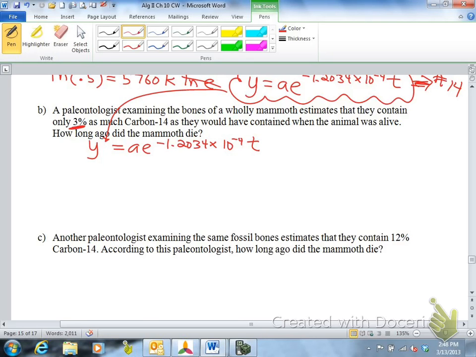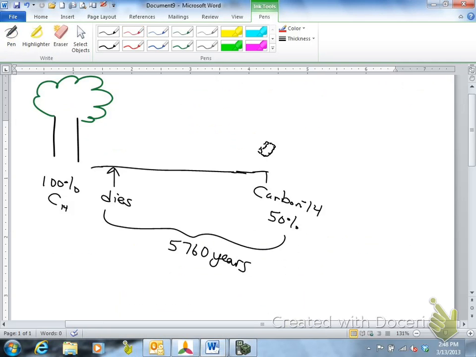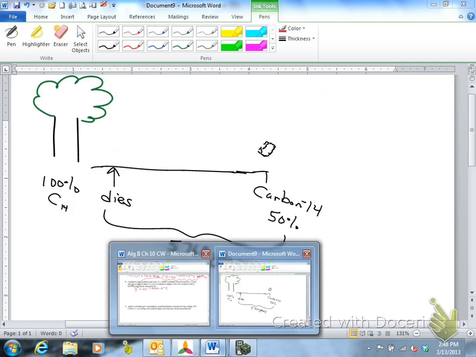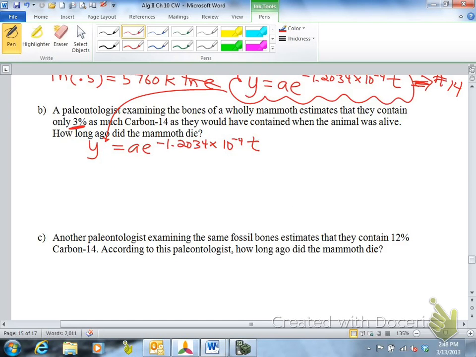And your y value, well, we'll start with our A value. We assume that the A value, based on my wonderful picture right here, starts at 100%, or 1 is the A value. So that's our A value, e to the k t. And our y value is how much is left of carbon-14. Well, that's 3% left. So 3% as a decimal would be 0.03.